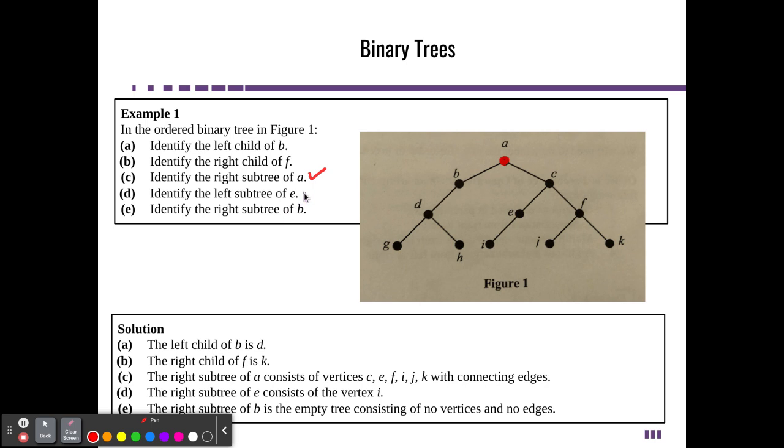Let's do a left subtree of E. There we go. And so we have E, and the left subtree would just be I. And then we do the right subtree of B. When we look to the right of B, there's nothing. So then that would be considered empty. That would be called an empty tree because there's no vertices and no edges.